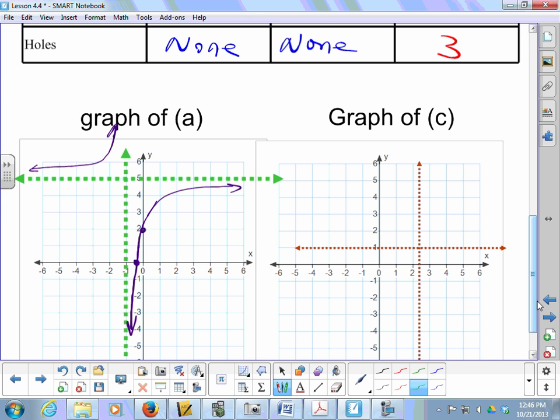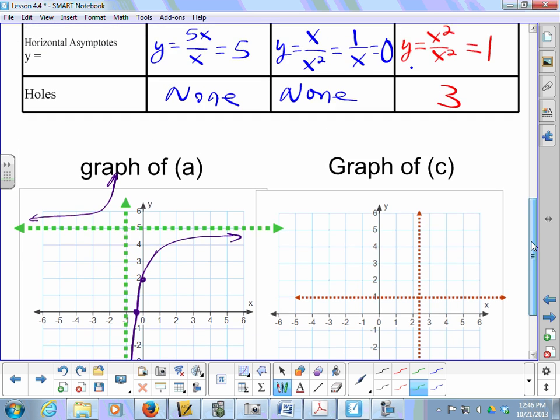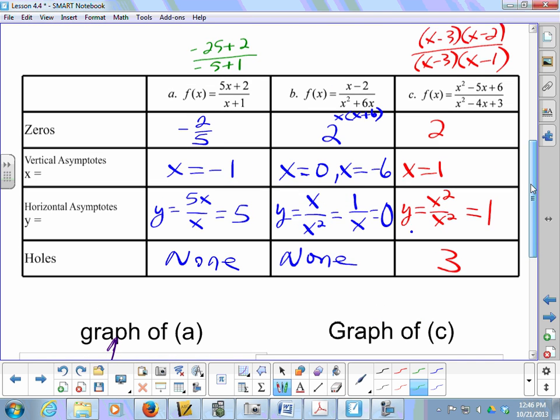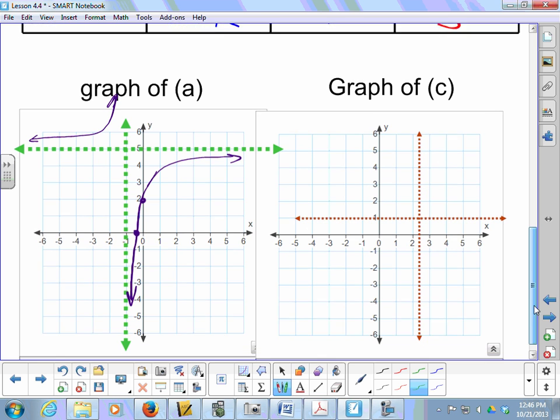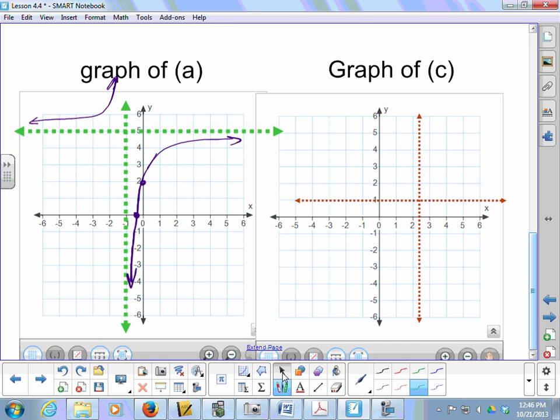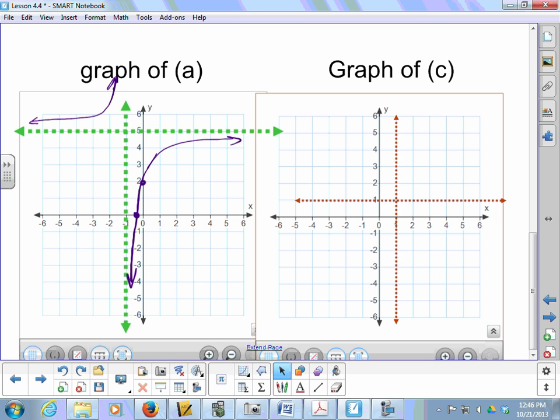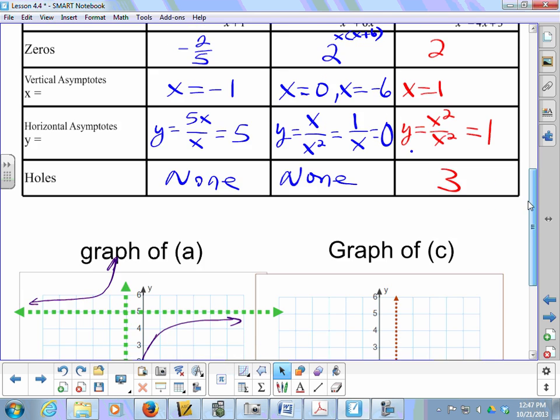Let's also graph letter C. In letter C, we have a 0 at 2. And then we have horizontal and vertical asymptotes at +1. So my horizontal and vertical asymptotes are at +1. I have a 0 at, what did I say again? 2.